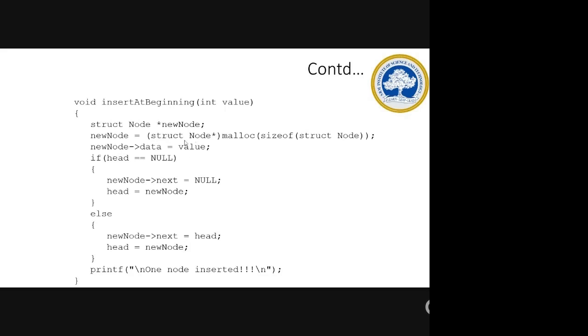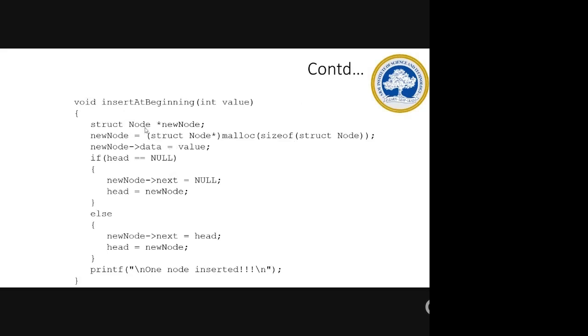So struct node star malloc. Malloc is the procedure for dynamically allocating, and sizeof struct node will hold the size of this particular structure node, the integer size as well as your node type pointer address type. Both will be taken in the sizeof procedure. So this is what it is. Now this is your next line.